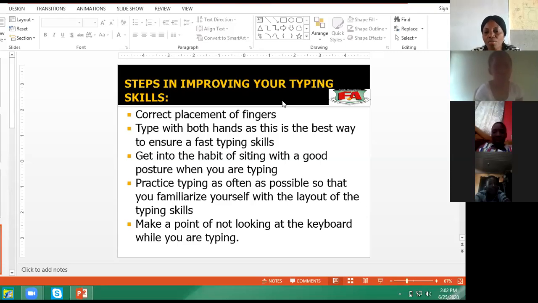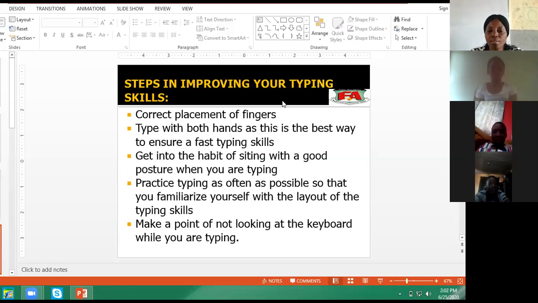Practice typing as often as possible so that you familiarize yourself with the layout of the typing skill. That is a thing you do constantly. Don't practice today, and maybe in the next one month you say you want to practice again. No, you might not do it well that way. You will not be effective or efficient on it.